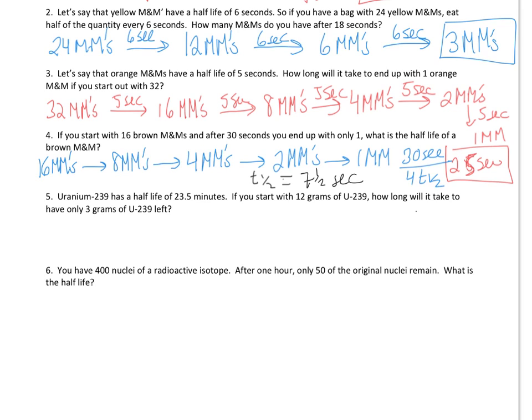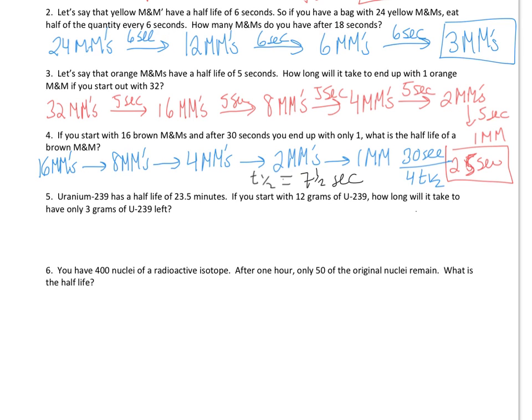Okay, let's try number 5. So now we don't have M&Ms, we have real substances there. So uranium-239 has a half-life of 23.5 minutes. It says if you start with 12 grams of uranium-239, how long will it take to have only 3 grams of uranium-239 left? So we do it the same way.